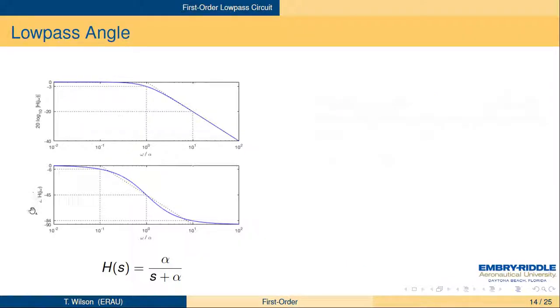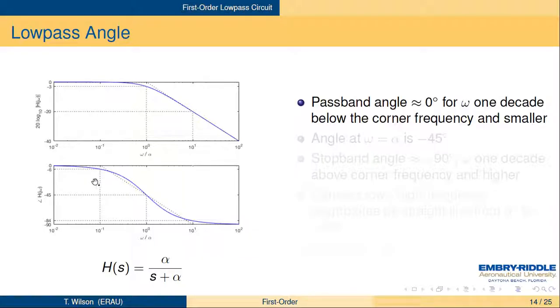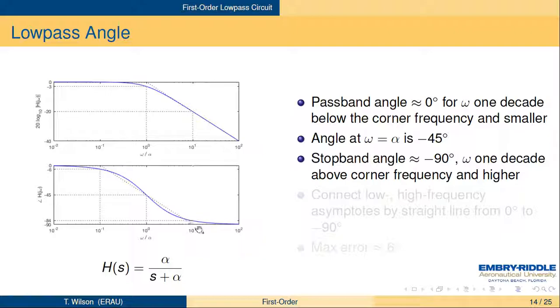In the angle curve, we're going to look at the lower panel here. Again, we're plotting versus frequency normalized by α, the corner frequency. So 1 is the corner frequency, and 10 is a decade above the corner frequency, and so on. When you're more than 1 decade below the corner frequency, the angle is about 0. At the corner frequency, the angle is -45 degrees. And when you're more than 1 decade above the corner frequency, the angle is pretty well approximated by -90 degrees.